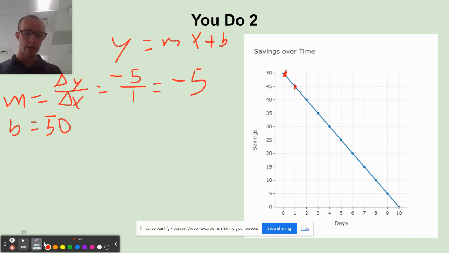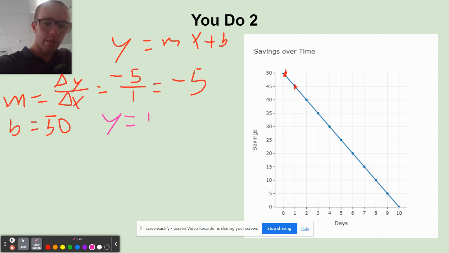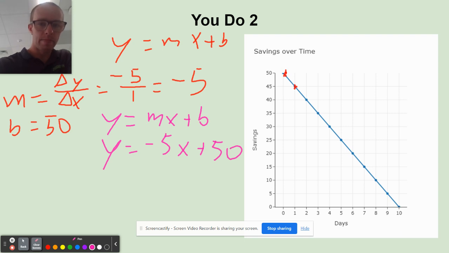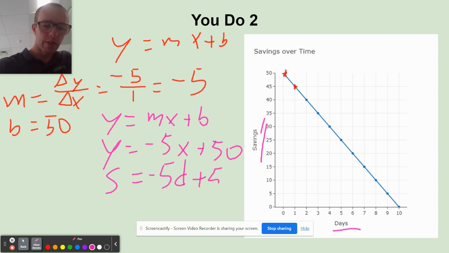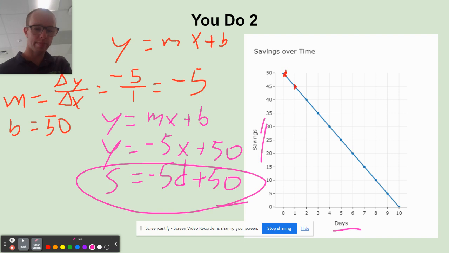Okay? Now that I have my m and b, I can plug these into the equation. Y equals mx plus b. Y equals negative 5x plus 50. Plug in days for x and savings again for y. So I get s equals negative 5d plus 50. All right. There's the equation.